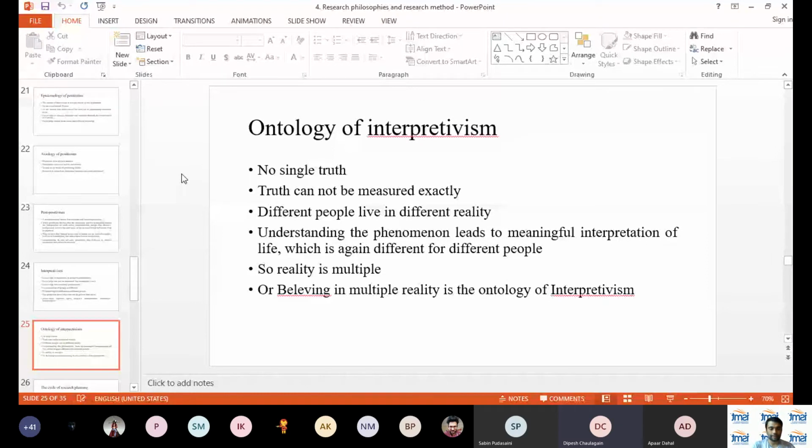This is the ontological assumption, an assumption about the reality. How can we say that? When you see the definition of interpretivism, it says that from person to person, perception about the reality is different.